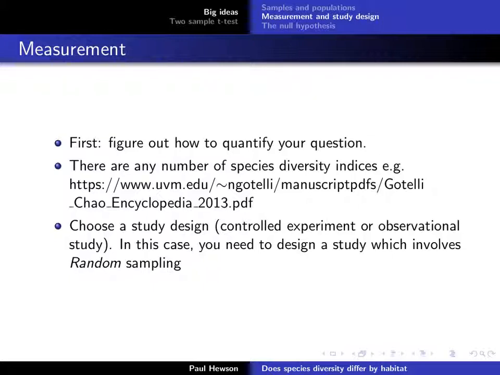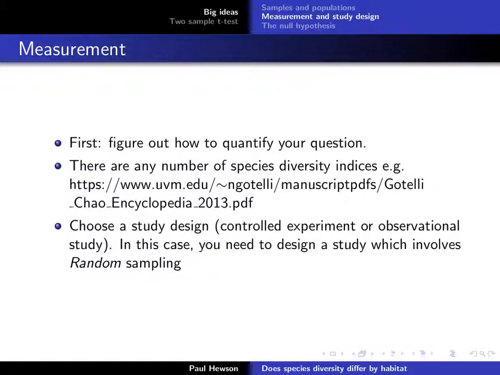Measurement is often neglected, but the first thing we have to do is quantify our question. In the case of species diversity, there are any number of measures. There's a web link that just lists a whole load of different ways we can collect a load of observations and reduce them to numbers. So there are choices to be made there. It looks like on this occasion we're given the method that we're going to use, but on other occasions we might decide it's more appropriate to use different measures.